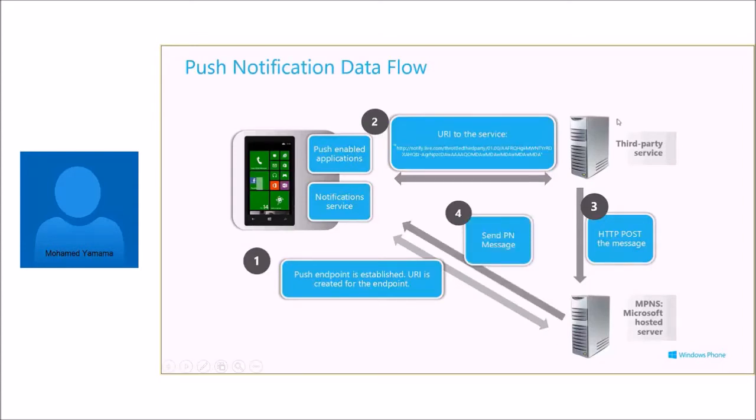So your server, for example, if it's a weather service or WhatsApp, does not send you the notification directly. They send it through the Microsoft push notification server. So this is exactly what happens. Then the Microsoft push notification server tells the third-party service, like WhatsApp, that it received the HTTP post message, but it does not send an end-to-end confirmation that the message was delivered to the device.